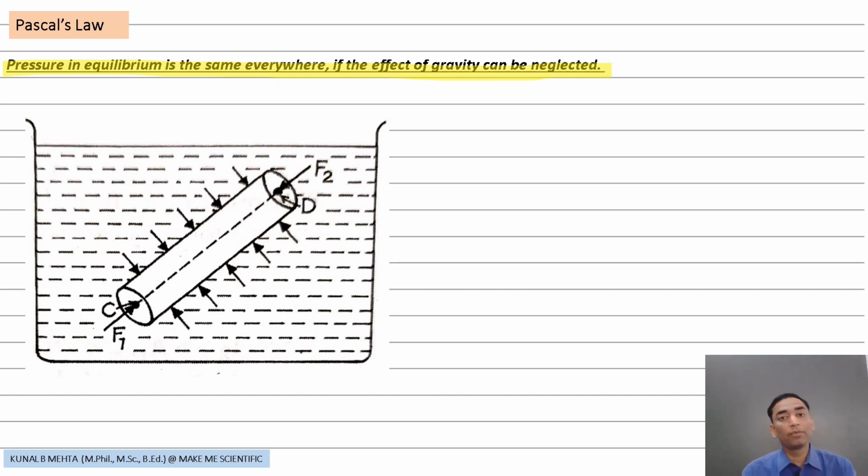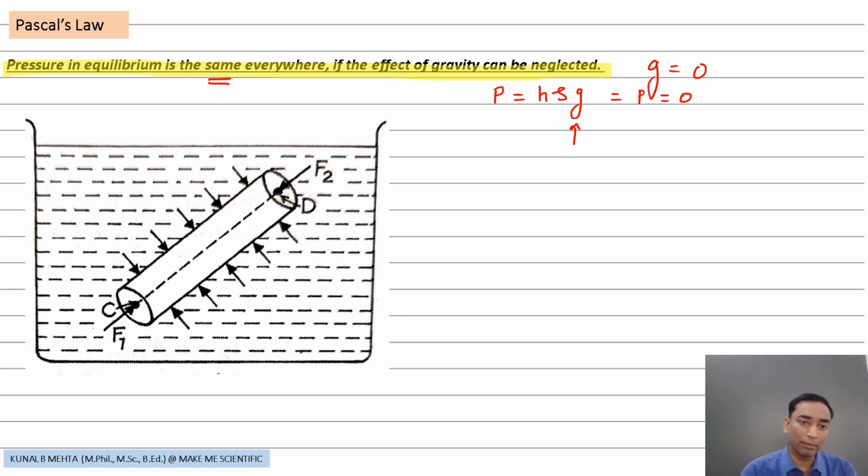All right, now let's move ahead with Pascal's law. Here Pascal's law states that the pressure in equilibrium is the same everywhere. This is the most important part. If gravity is neglected, that means I'm going to consider g equal to 0. So pressure is equal to h rho g. If I substitute g as 0, then the pressure would turn out to be 0. But this is exclusively of the fact that we are not considering the atmospheric pressure.